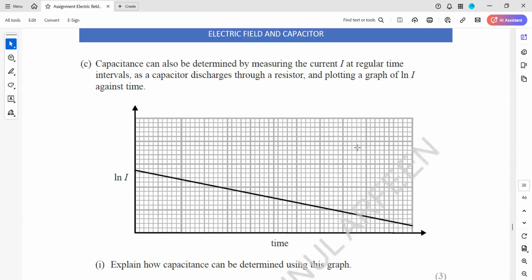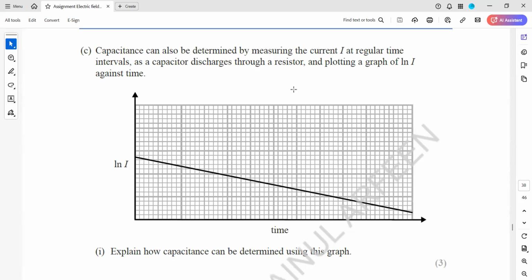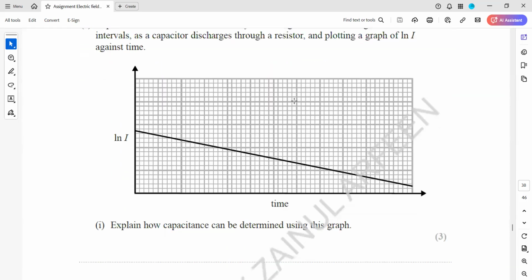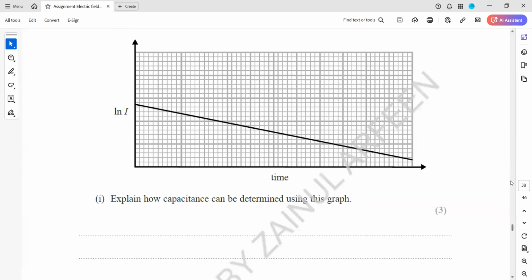The capacitance can also be determined by measuring the... Some of the formulas are given in the data sheet, but not all of them. So you have to learn these. Explain how the capacitance can be determined using this graph.